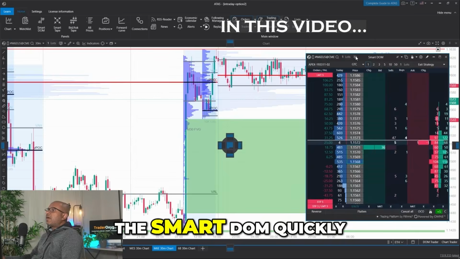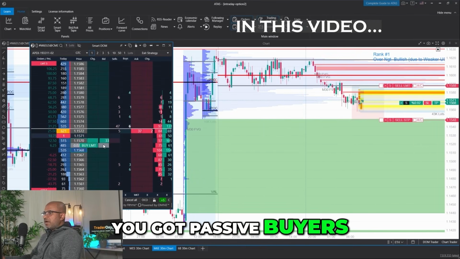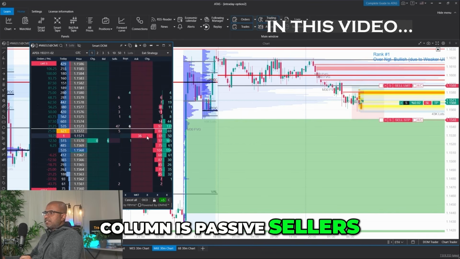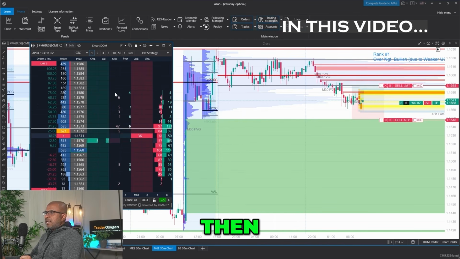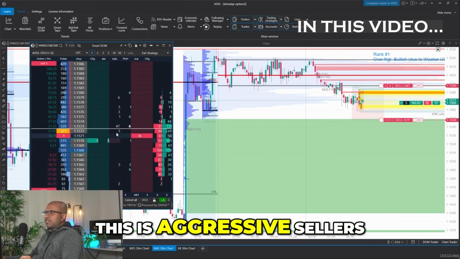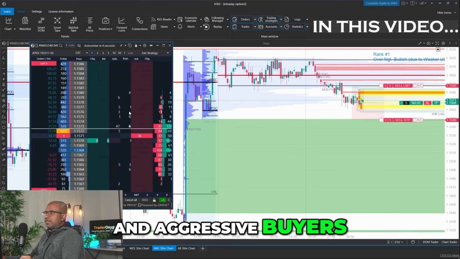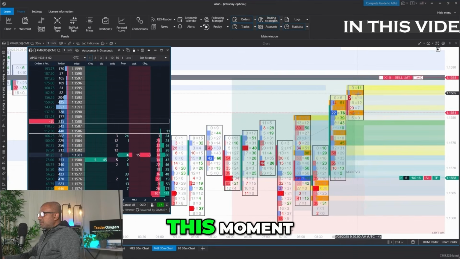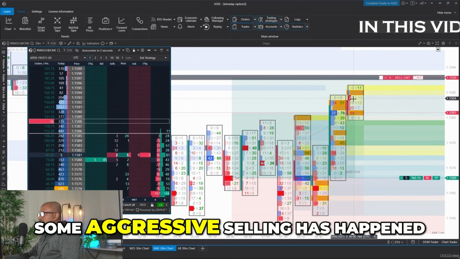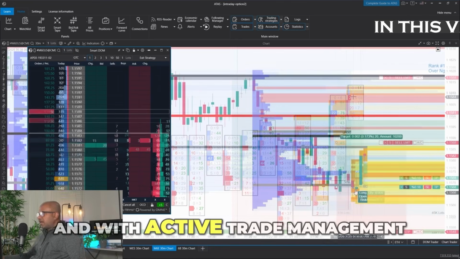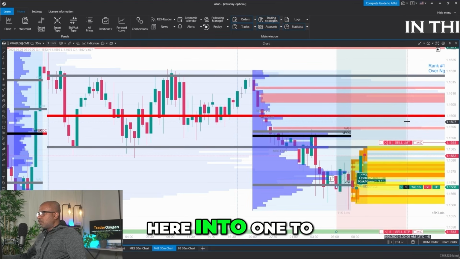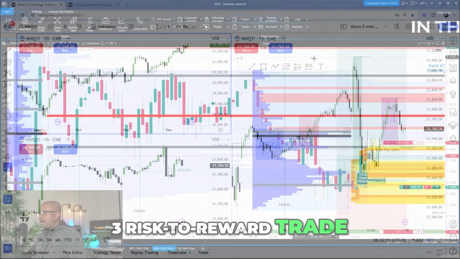If you look at the smart DOM, you can see passive buyers, meaning buy limit orders, then passive sellers, meaning sell limit orders, then inside columns, this is aggressive sellers and aggressive buyers, meaning the market orders. You can see at this moment some aggressive selling has happened, and with active trade management we take the trade all the way up here into a 1 to 3 risk to reward trade.